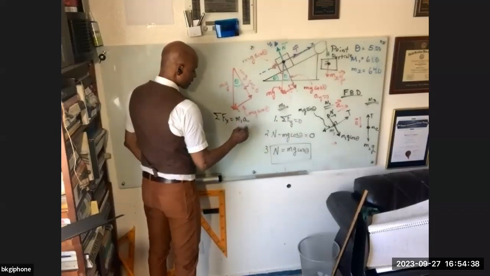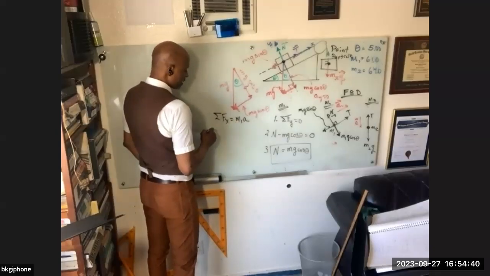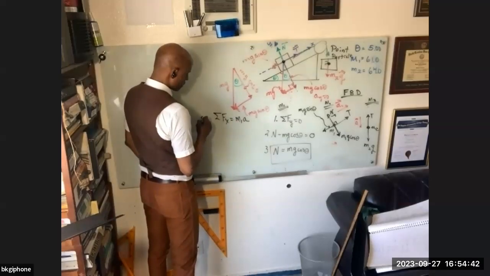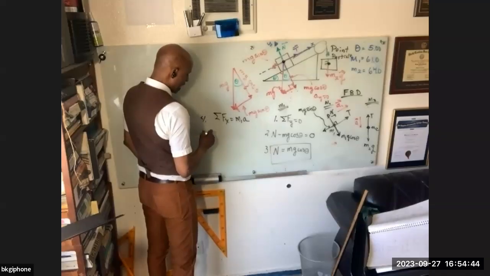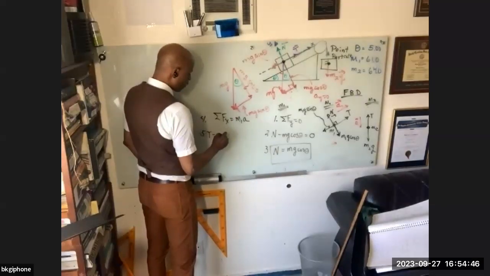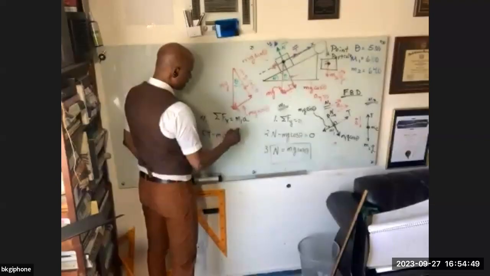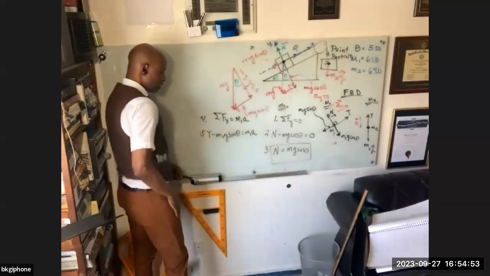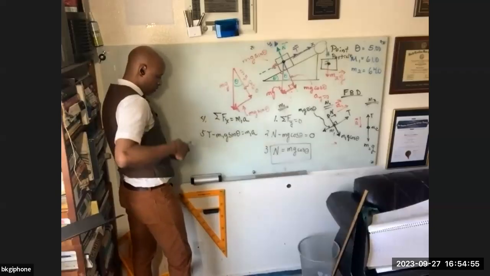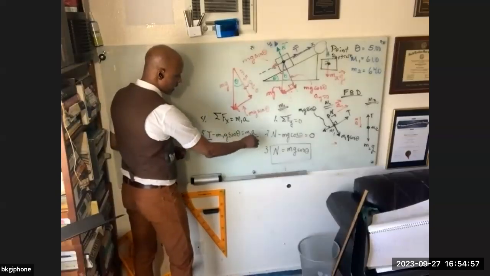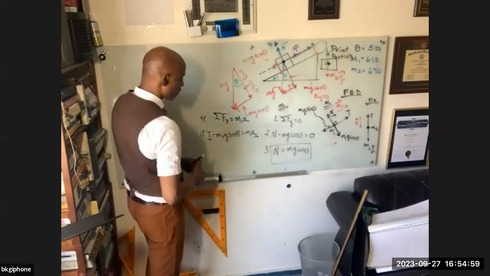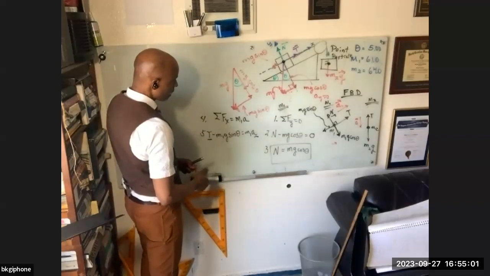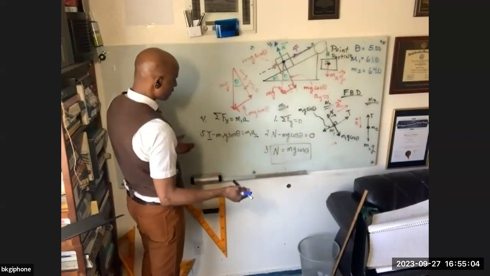equals M1A. Okay, but now as I said, the sum of the forces, we'll keep this going. Equation 4. So equation 5, T minus M1G sine theta equals M1A. Okay? So now there we're back to two unknowns, T and A. But now we got to go over to block 2 because we've exhausted everything else.